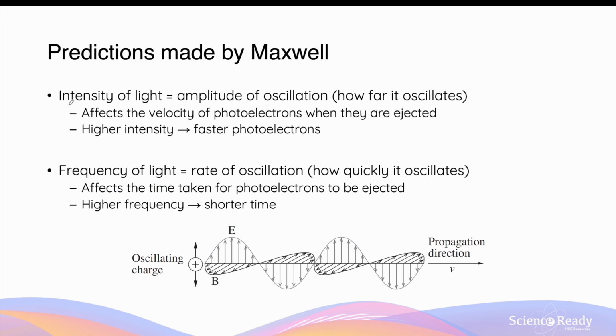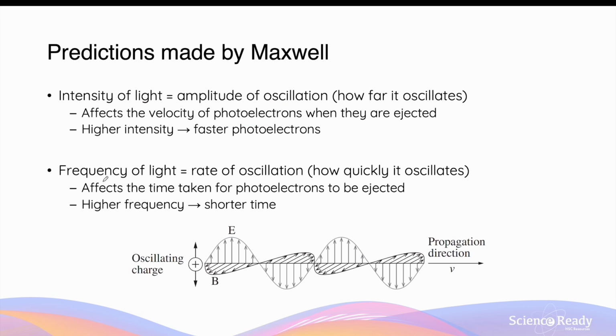In Maxwell's wave model, the intensity of light is proportional to the amplitude of the oscillation. So that is how far the displacement of oscillation. The wave model predicts and hypothesizes that the amplitude or the intensity affects the velocity of the photoelectrons when they're being ejected, such that higher intensity will result in a faster photoelectron. And faster photoelectrons also means that these electrons have a greater amount of kinetic energy.